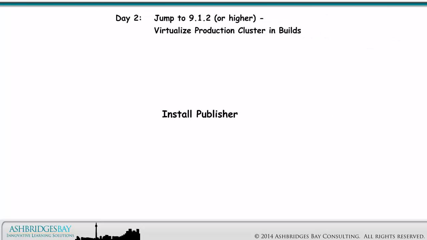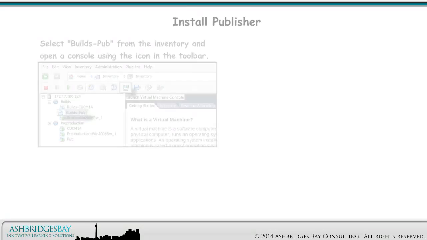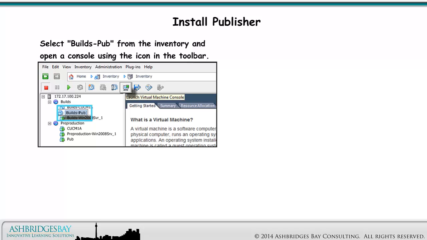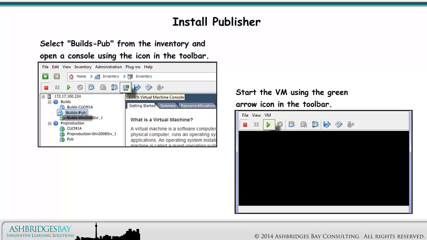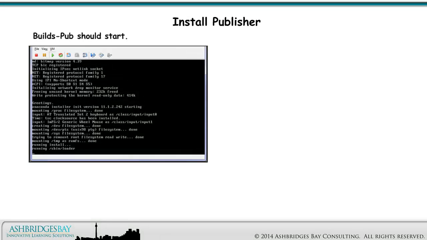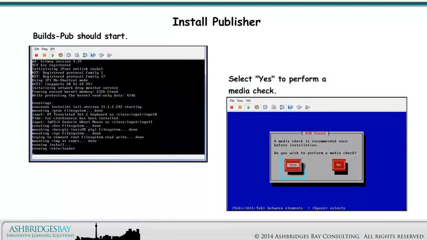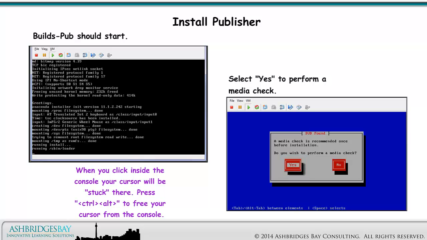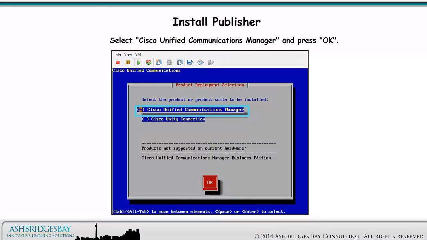The publisher must be installed before we can install the subscribers. Select Builds Pub from the inventory and open a console using the icon in the toolbar. Start the VM using the green arrow icon in the toolbar. Builds Pub should start. Select Yes to perform a media check. When you click inside the console, your cursor will be stuck there. Press Ctrl-Alt to free your cursor from the console. Select Cisco Unified Communications Manager and press OK.